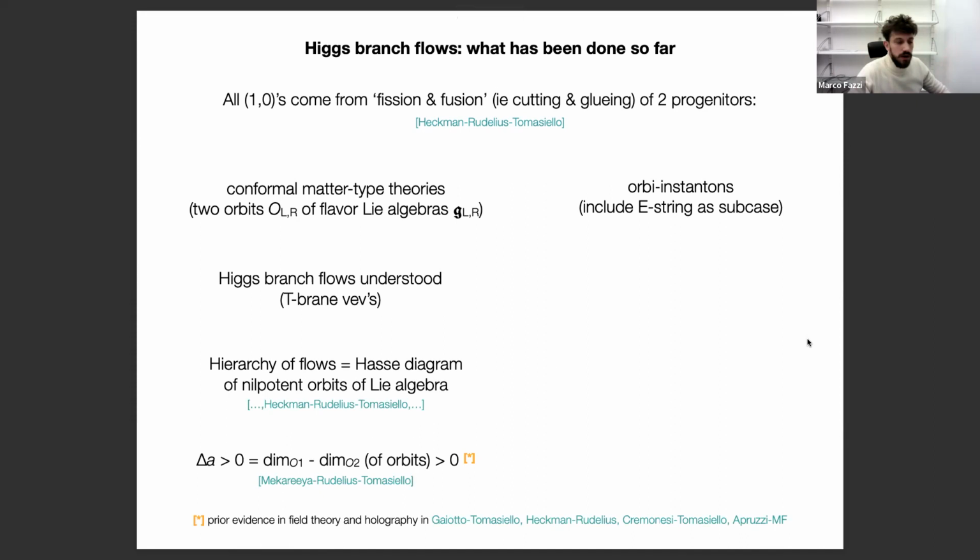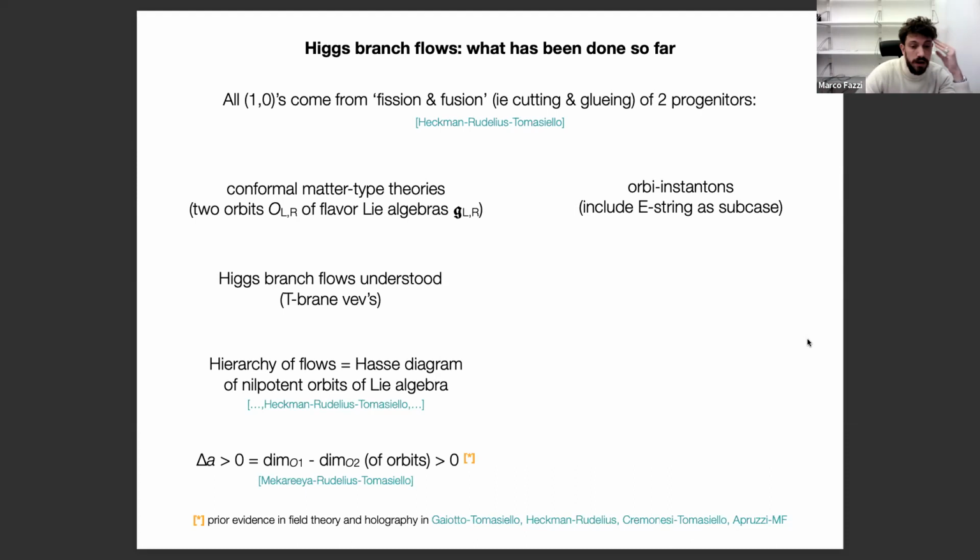The hierarchy of flows has been very nicely described in many, many papers, and essentially takes the form of a Hasse diagram of the nilpotent orbits of the Lie algebra that you're using to Higgs. And also the a-theorem for Higgs branch flows in this case has been proven. Very roughly speaking, this identity here is not precise, but you can prove that delta a is positive for any of these Higgs branch flows in the T-brane case, essentially by relating the a anomaly of the UV and IR fixed points to the dimension of the nilpotent orbits that you're using.